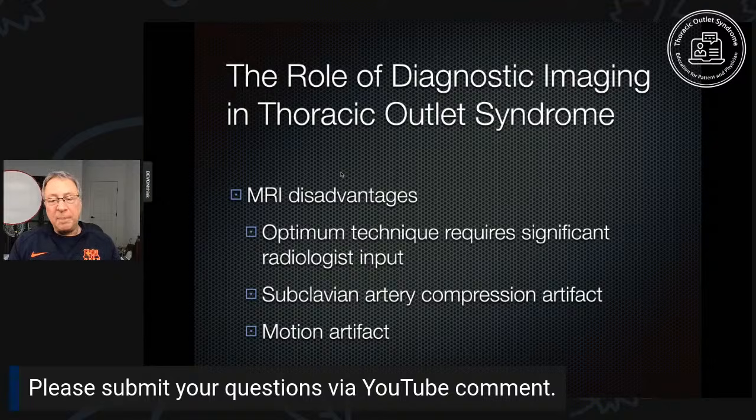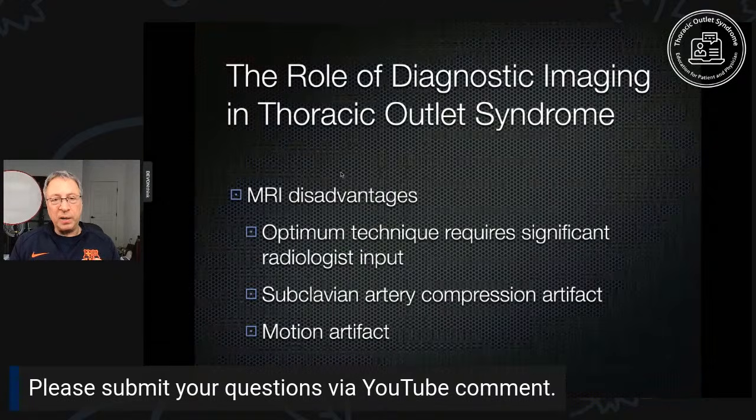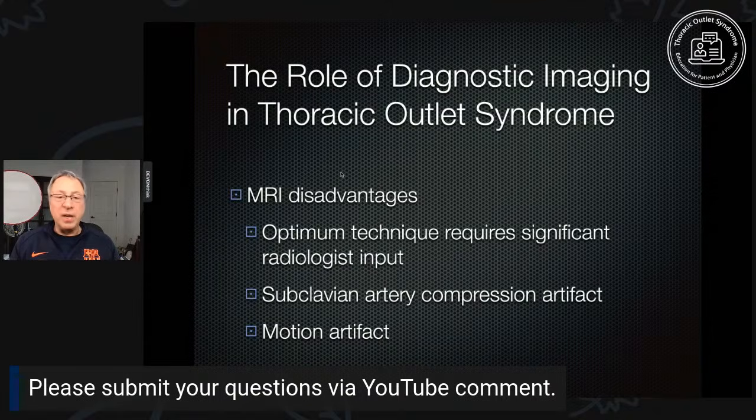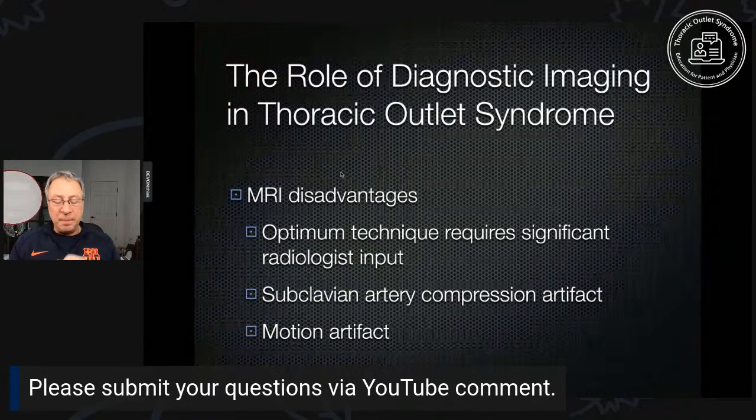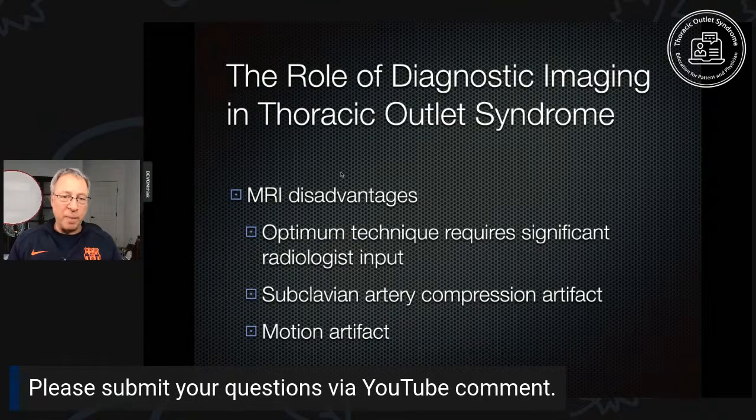Oftentimes, patients can't hold their breath for very long. An MRI acquisition can take 3, 4, 5, 6 minutes, whereas for a CAT scan image, you just have to hold your breath for 30 seconds. So the fact that MRI is slower means that if a patient moves or twitches or sneezes or coughs, the images can be severely affected.